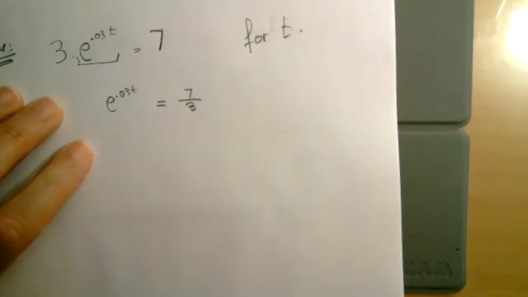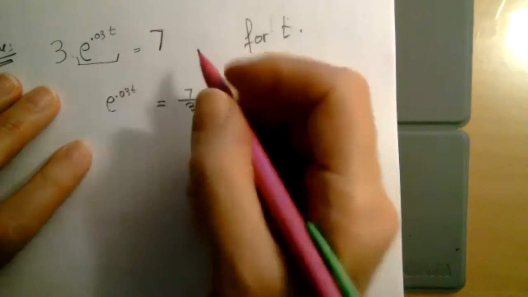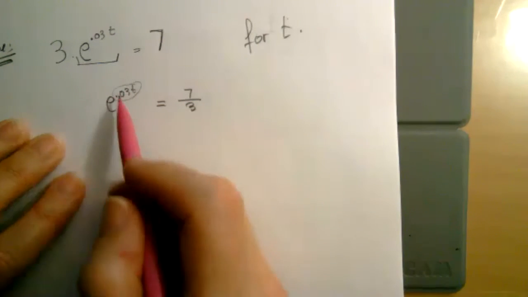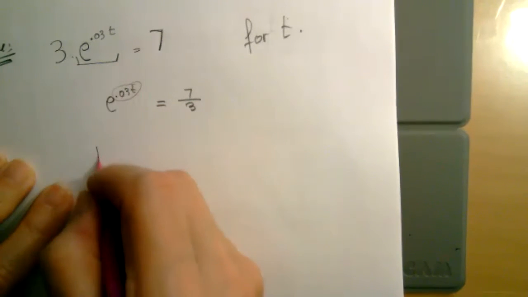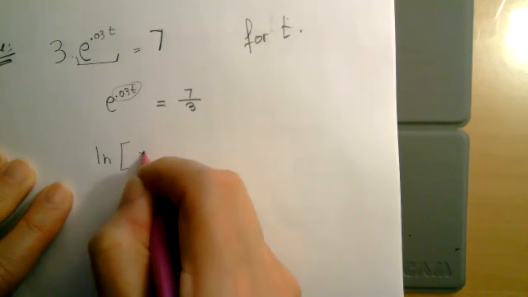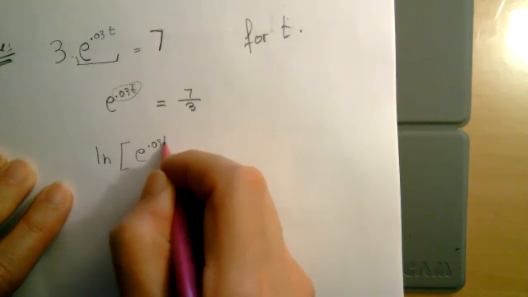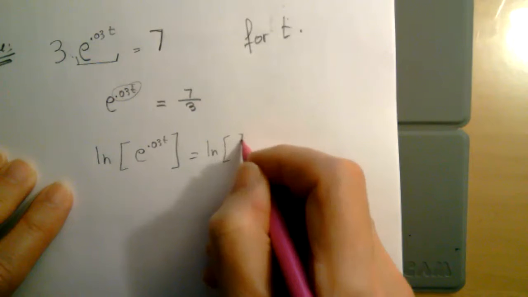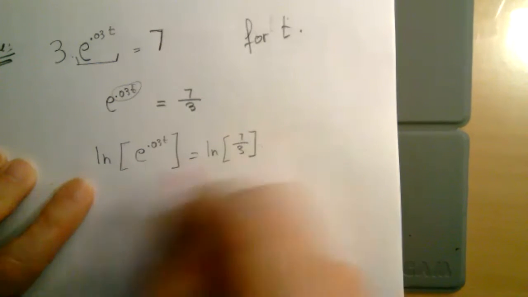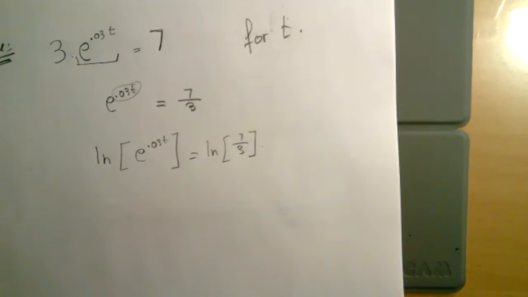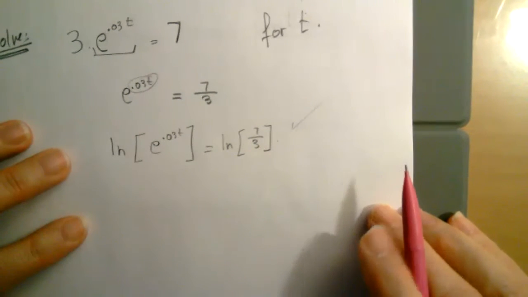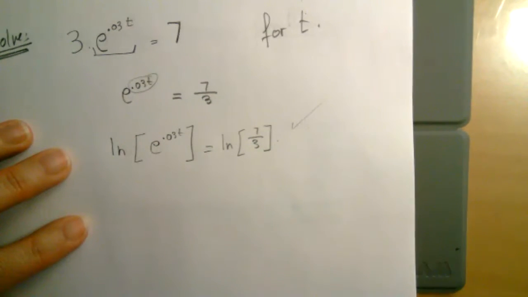7 over 3. Now, of course, somehow I want to get rid of that exponent. That's really the bottom line. I want to bring this down. So I take the ln of the first side, equal to the ln of 7 over 3. I'm using ln, that's the natural log. All right, has everybody got that step? Now, again, the property of the log.